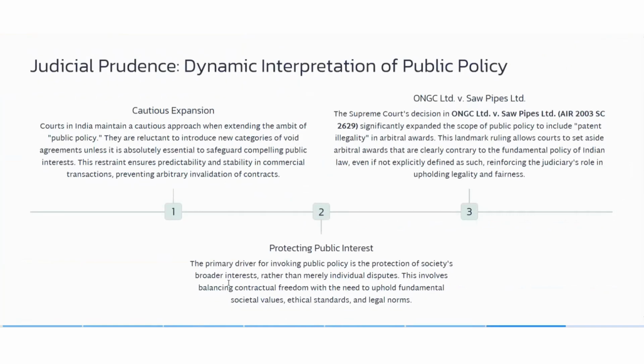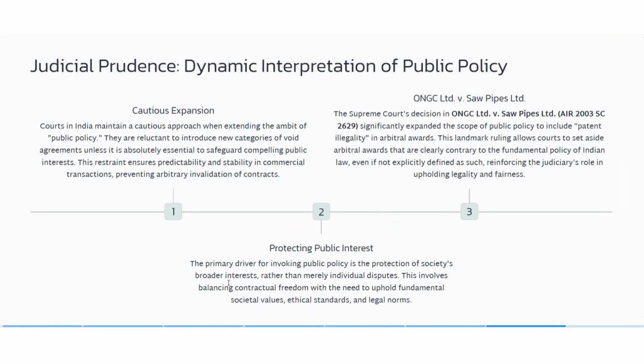Judicial prudence: dynamic interpretation of public policy, with caution in expansion. Courts in India maintain a cautious approach when extending the ambit of public policy. They are reluctant to introduce new categories of void agreements unless it is absolutely essential to safeguard a compelling public interest. This restraint ensures predictability and stability in commercial transactions and prevents arbitrary invalidation of contracts.